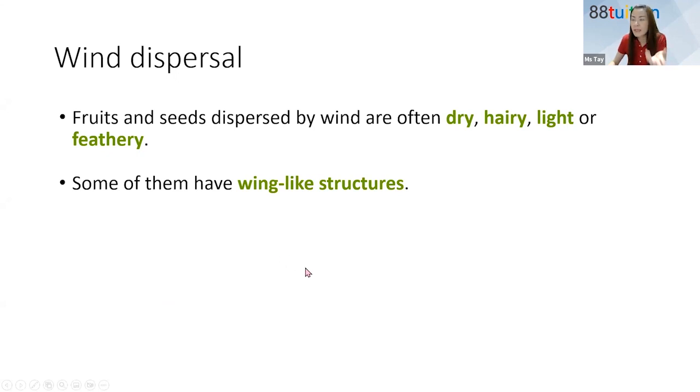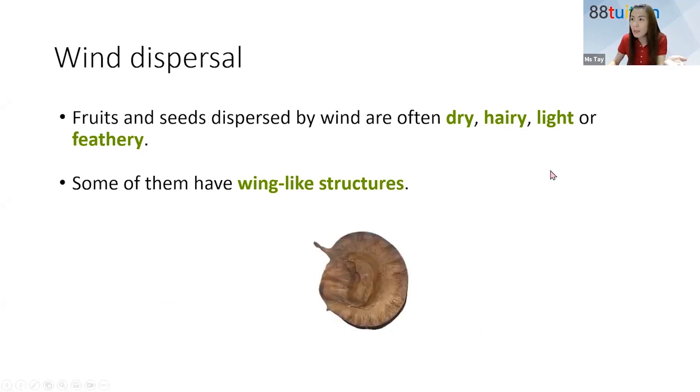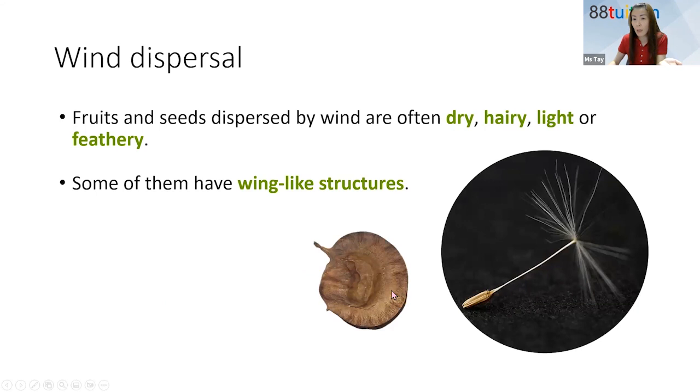Fruits and seeds dispersed by wind are often dry, hairy, light, or feathery. So they are very light. They also can have wing-like structures. Have you seen something like this before? How about this? This one is actually not so big. It is magnified, you know. This is dandelion. You're right.